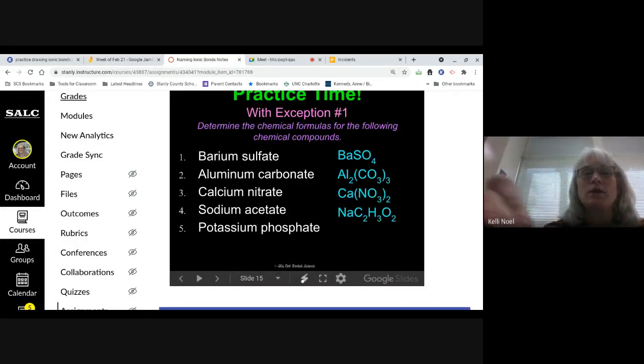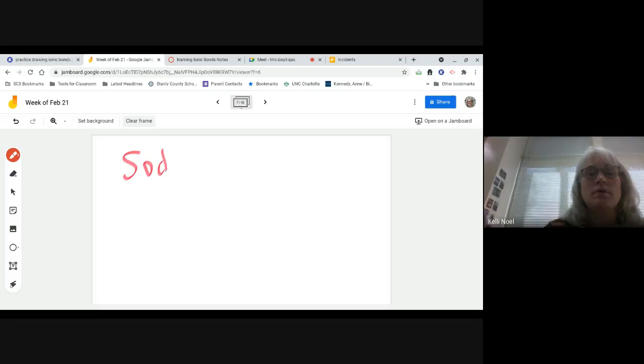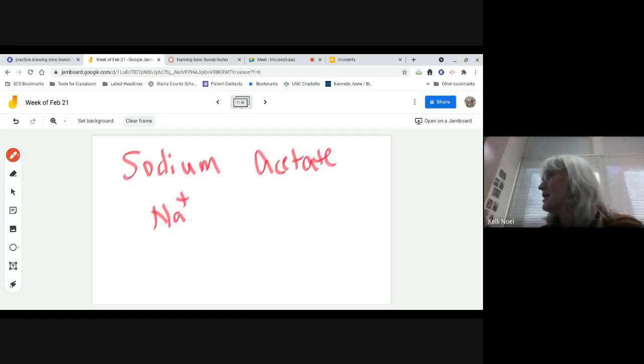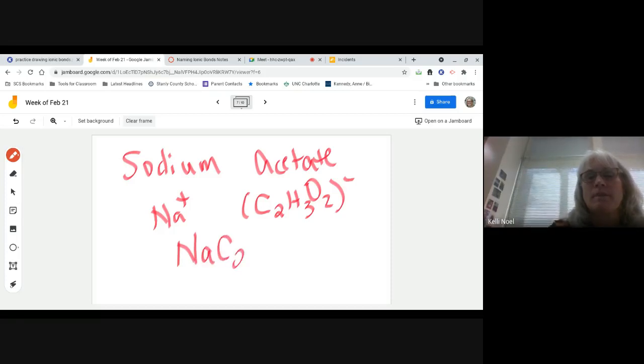Sodium, oops, I went ahead and showed it. Sodium acetate. So sodium acetate. All right, so sodium is Na plus. Acetate is on my chart, and it's a very long one. C2H3O2 minus. Notice plus, minus. I don't need the parentheses. I just write all of that together, because both had a 1 in their charge.